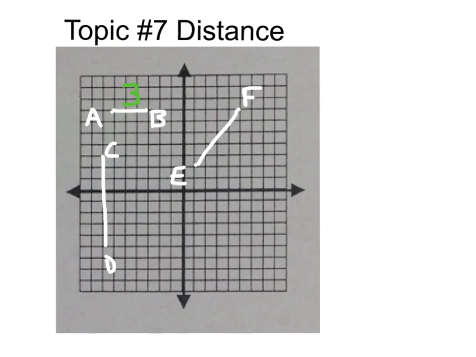To find out the length of CD, that is a vertical segment. That is something you can count. 1, 2, 3, 4, 5, 6, 7, 8. So CD has a length of 8.